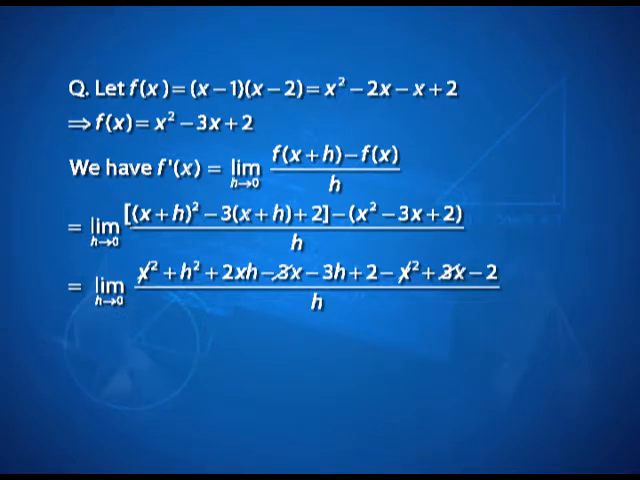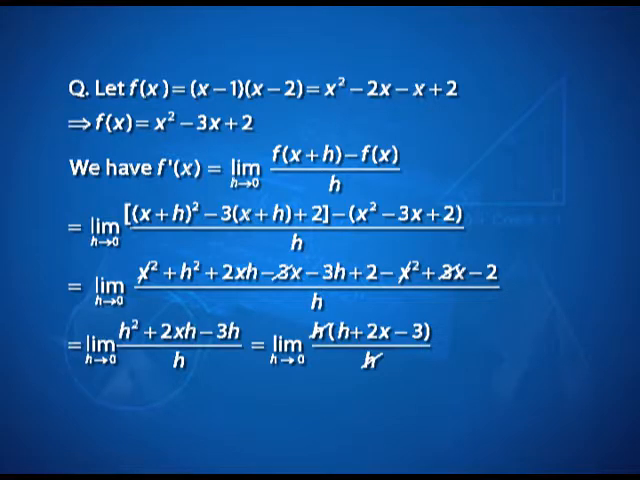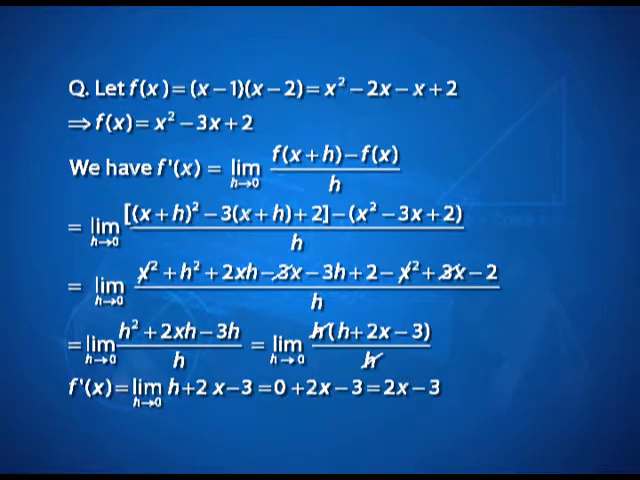That can be written as limit of x square plus h square plus 2xh minus 3x minus 3h plus 2 minus x square plus 3x minus 2 upon h. After cancelling out the terms, we are left with limit of h square plus 2xh minus 3h upon h as h tends to 0. That is equal to limit of h into (h plus 2x minus 3) upon h. On cancelling h as common factor, we are left with f dash x is equal to limit of h plus 2x minus 3 as h tends to 0. That is equal to 0 plus 2x minus 3, and therefore the answer is 2x minus 3.